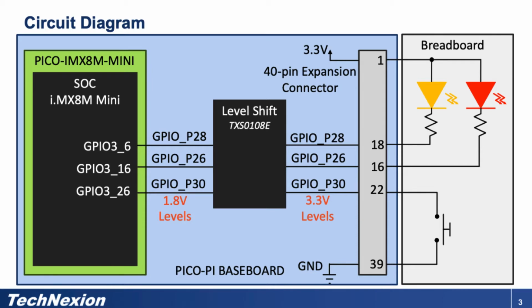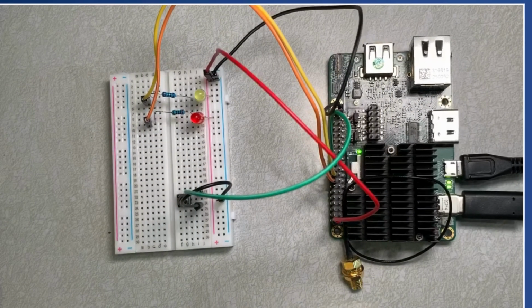All the signals are active low, so to turn on the LEDs, the signal must go low. Likewise, when the button is pressed, the signal, GPIO P30, will go low. These signals will default to a high state because the level shifter has a built-in pull-up. Let's go ahead and get started with the commands.